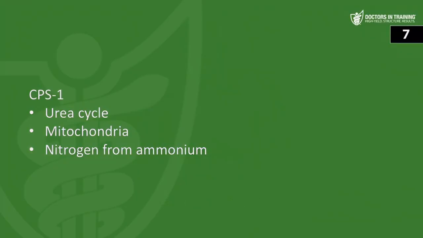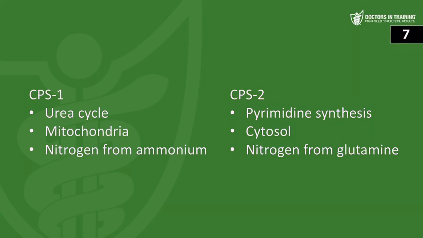Next, compare CPS1 to CPS2. So that's the carbamoyl phosphate 1 and 2. CPS1 is part of the urea cycle that we just talked about. And that part's going to take place in the mitochondria, and it gets its nitrogen from ammonium. CPS2 is involved in pyrimidine synthesis. It's found in the cytosol, and it's going to get its nitrogen from glutamine.